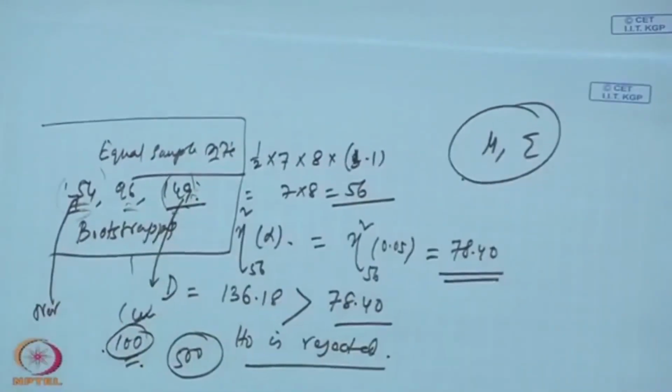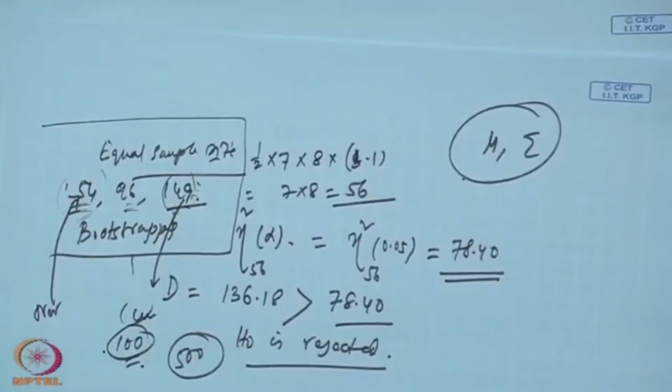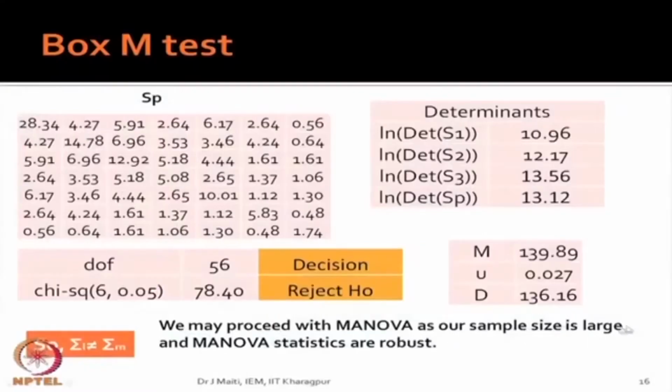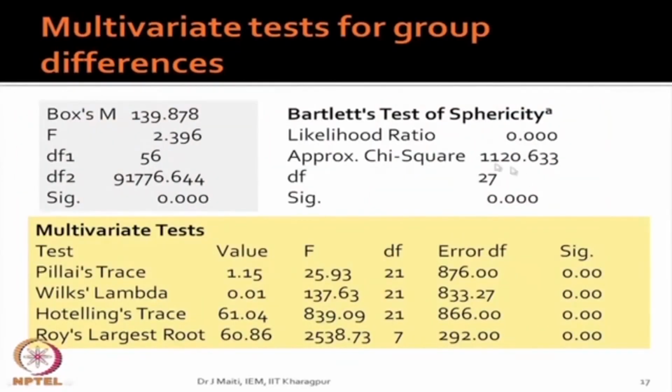So, that is another advantage you will get. Anyhow, what I have written here is that we may proceed with a MANOVA as our sample size is large and MANOVA statistics are robust. Now, see what happened, we have done MANOVA. Have a look at the slide: the Box's M test is very significant, the value is 0, which says that the null hypothesis is rejected.